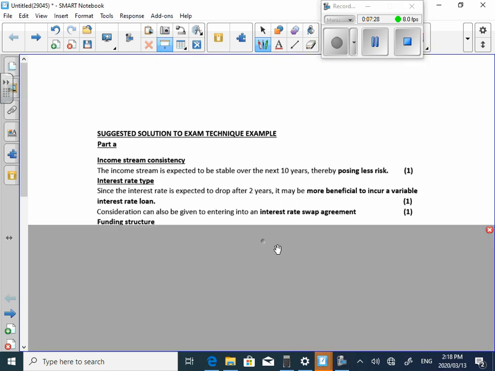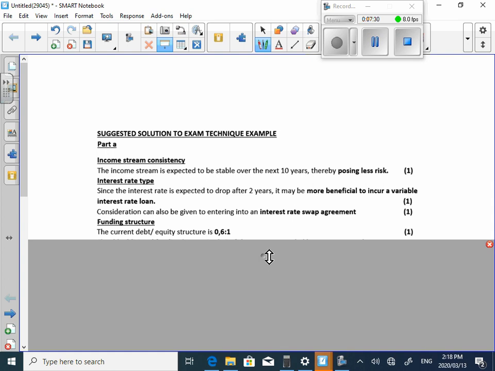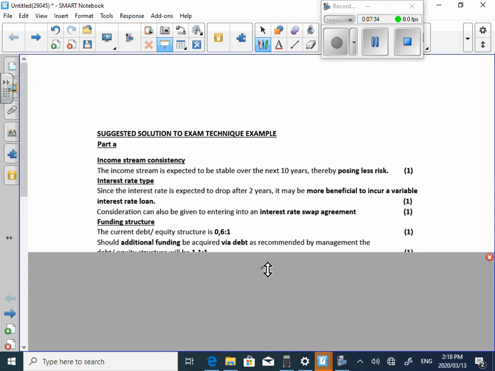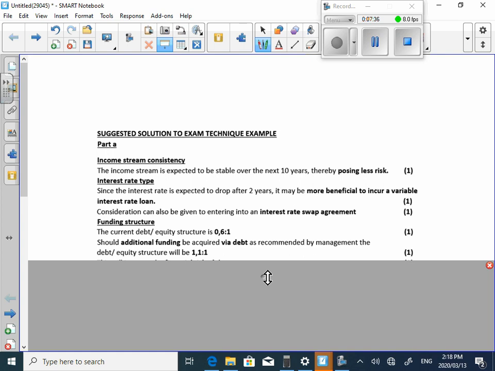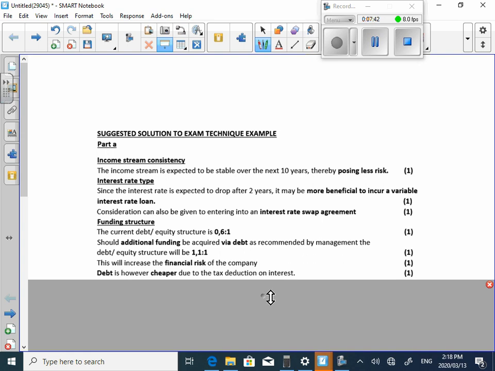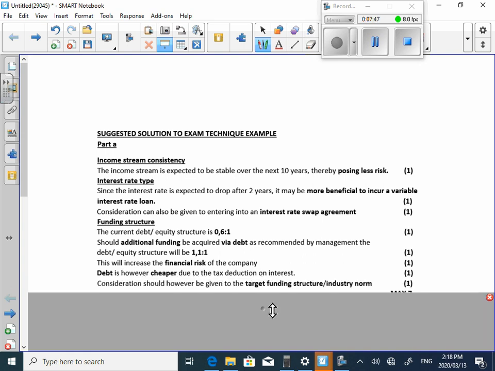Looking at the solution, guys. First thing, current debt structure 0.6 to 1. 1 mark for it. Should additional funding be acquired via debt, it goes to 1.1 to 1. Okay, increases financial risk. Debt is cheaper due to tax deduction on interest. Consideration to be given to the target funding structure, the industry norm, what's in the industry itself.